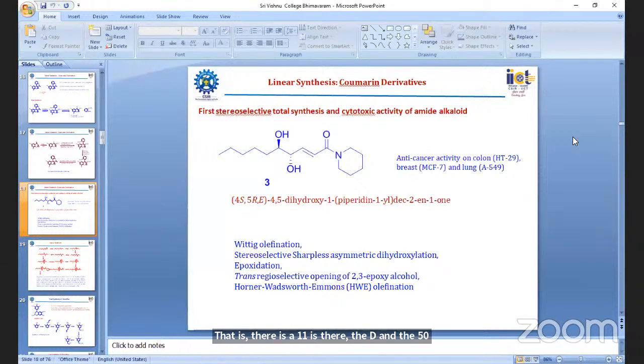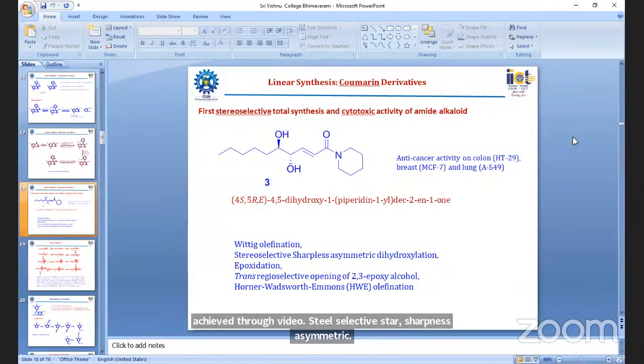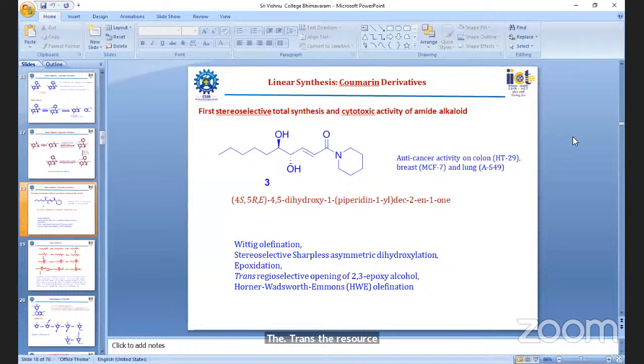So this is the important molecule, and this can be achieved through Wittig olefination, stereoselective Sharpless asymmetric dihydroxylation, then epoxidation, trans-regioselective opening of the epoxy alcohol, Horner-Wadsworth-Emmons olefination to make the double bond. So by using these protocols, you can make this particular molecule, and that too a chiral molecule. Next one, sir.